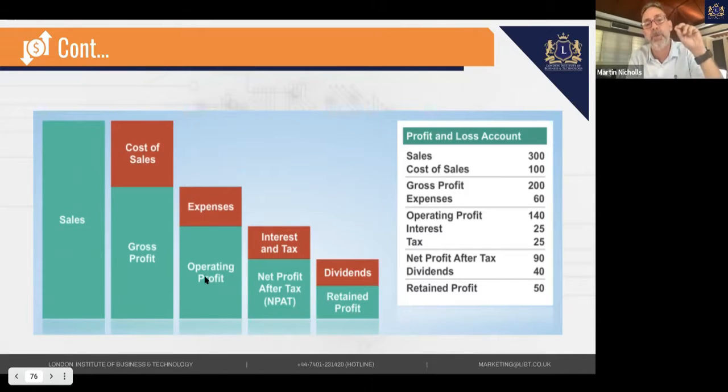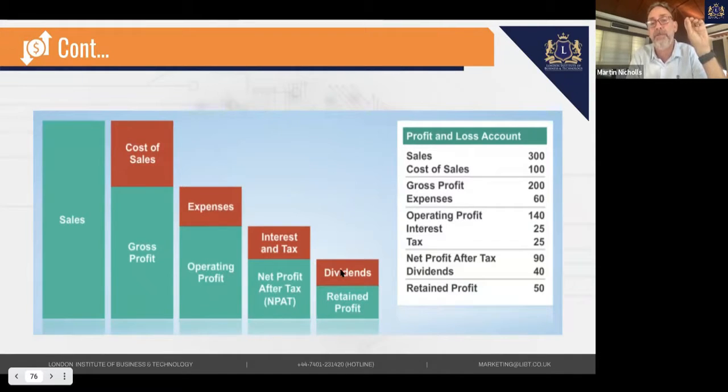And you'll see on some reports, you'll see profit before interest and tax, PBIT, or net profit after tax, NPAT. Different people use them for different reasons. Obviously, governments are interested in interest and tax. And that gives us our net profit. So when we take off the interest and tax, it gives us our net profit after tax.